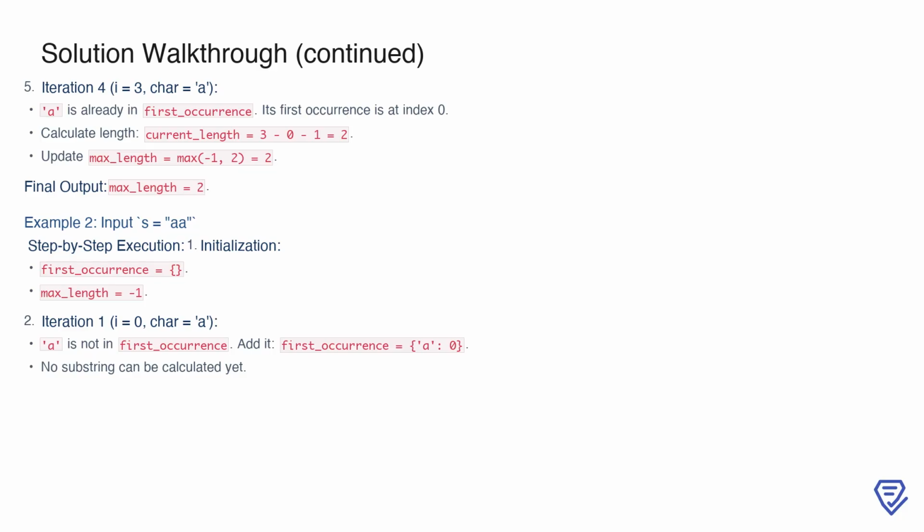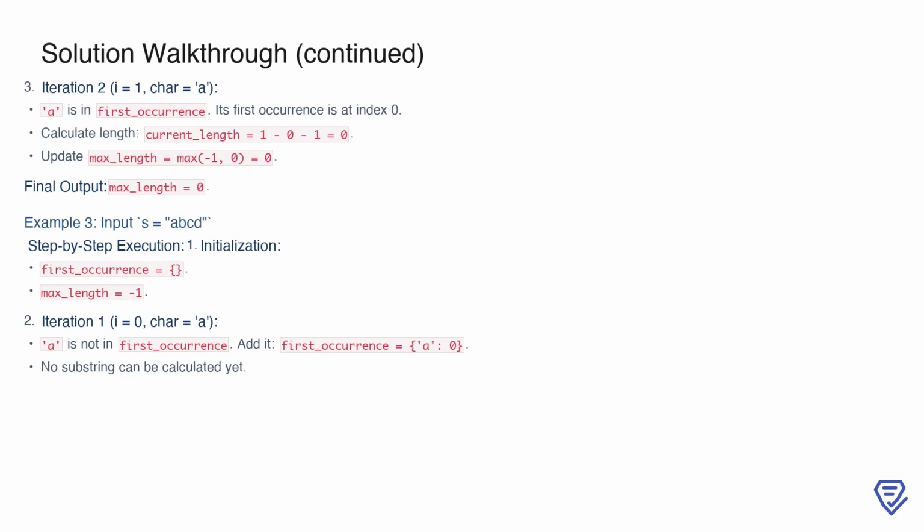Now, consider a simpler example where s equals "aa". We initialize the same components: first_occurrence equals {}, and max_length equals -1. At index 0, the character is not in the dictionary, so we add it as {a: 0}. Again, no substring can be calculated at this stage.